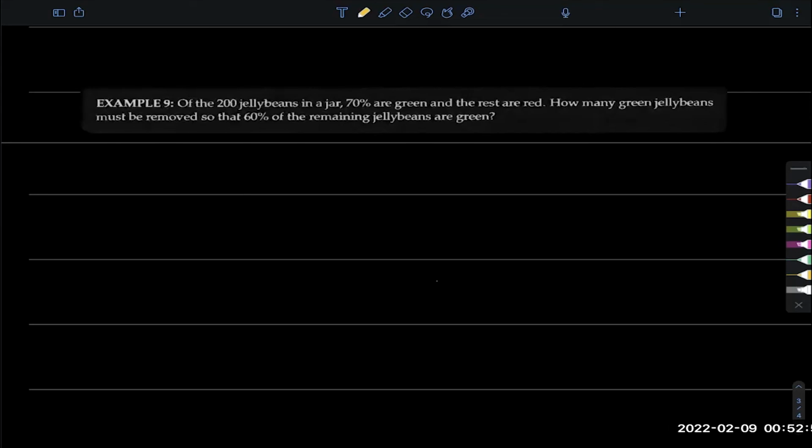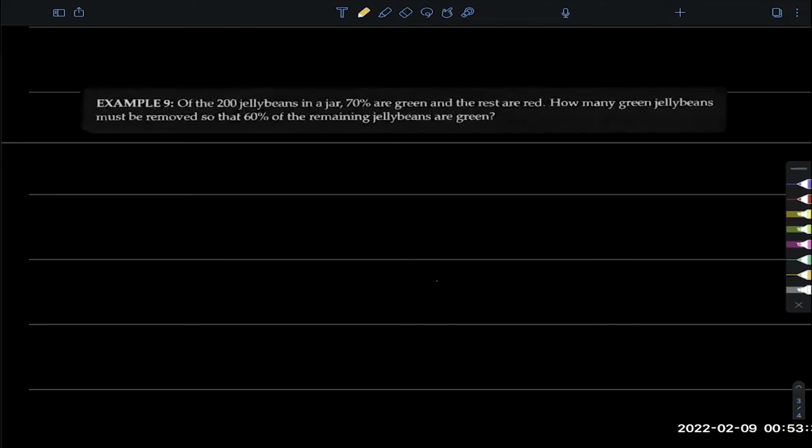It should be red. Why should it be red? What do you mean? You have 70% of them green. You remove some of them, and now 60% of them are green. Oh, okay. One second. 20. The answer is not 20.